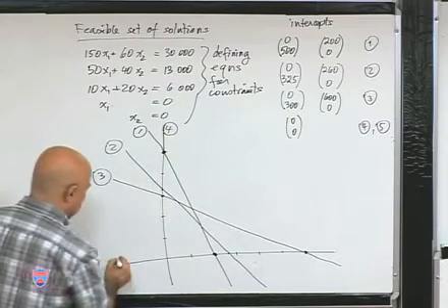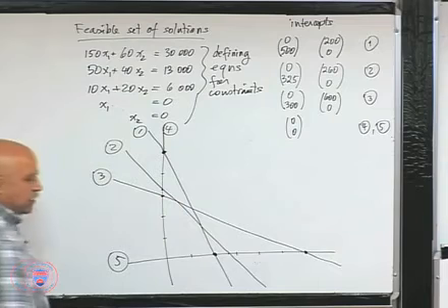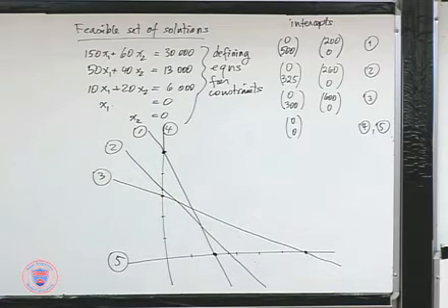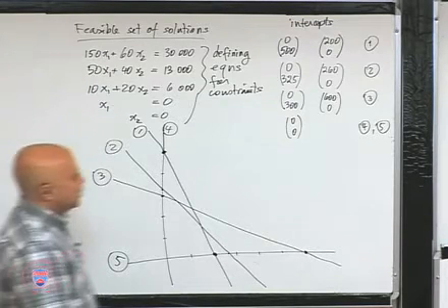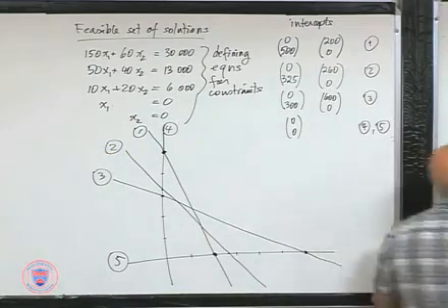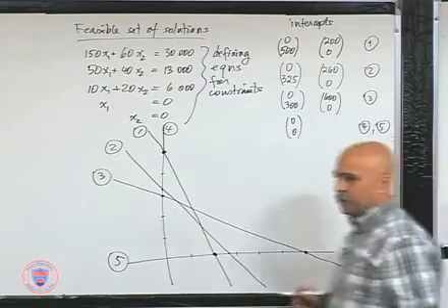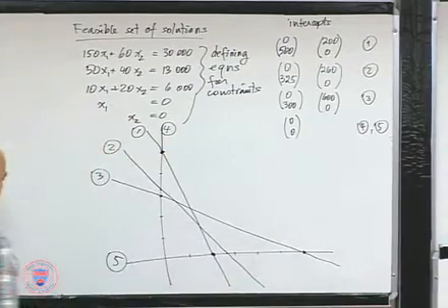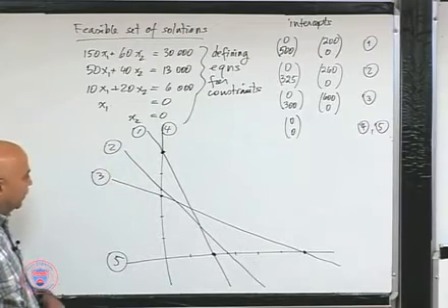And number 5 is the horizontal axis, because every point on the horizontal axis has an x2 value of 0. Okay? All right. So I've got my lines. Now my actual constraints are less than or equal to, or possibly greater or equal form. First of all, let's handle number 4 and number 5.